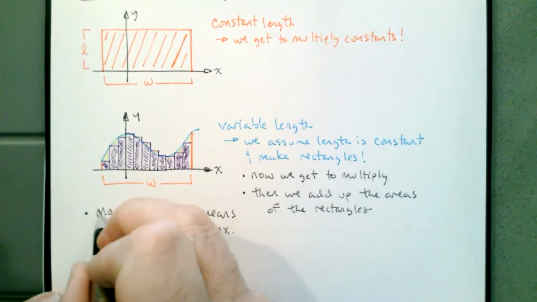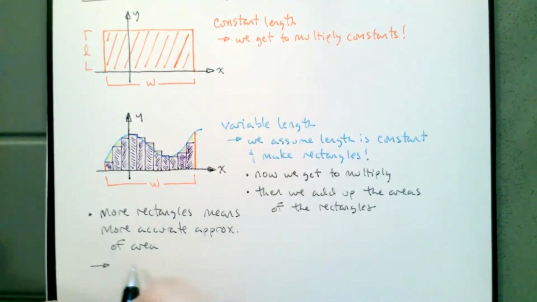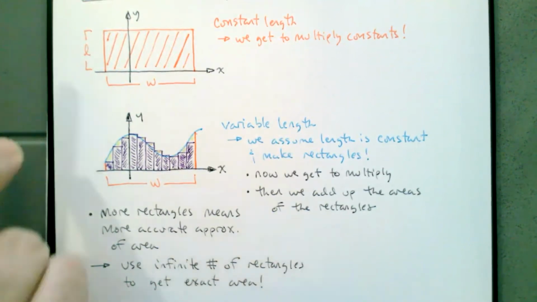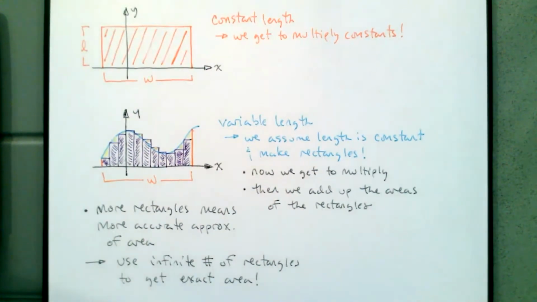And so calculus just says use an infinite number of rectangles. So the calculus solution: if doing something more often makes your approximation better, then do that thing infinitely often.